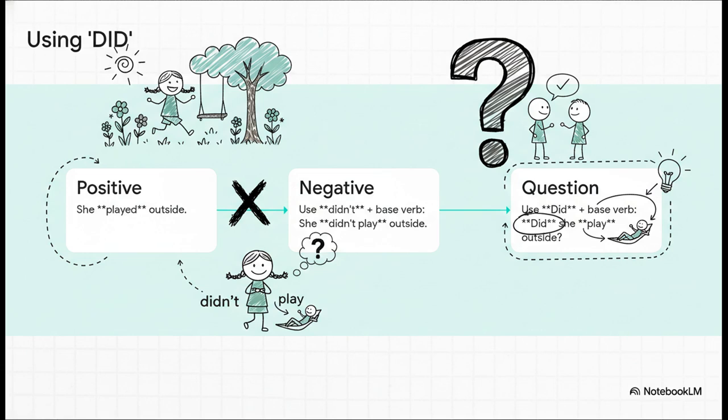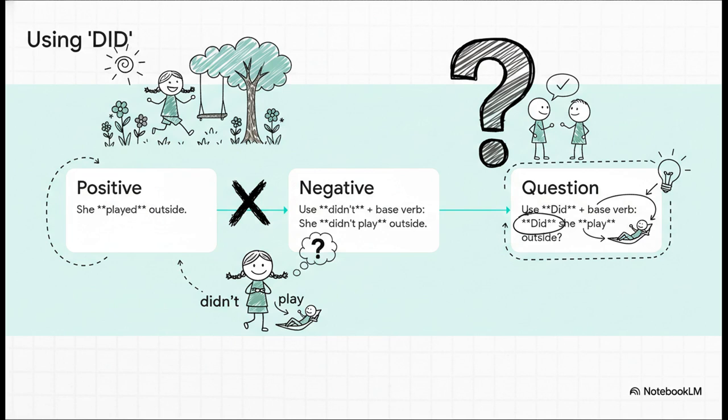Step 1. You start with a normal past tense sentence. She played outside. Easy enough. Now, to say it didn't happen, we bring in our superhero. She didn't. But here's the super important part. Look at the verb. It changes from played back to its original form, play. Why? Because did is already doing the job of being in the past, so the main verb gets to relax. And it's the exact same thing for a question.